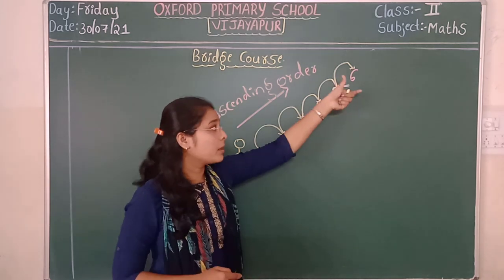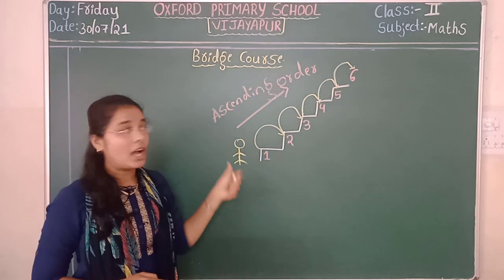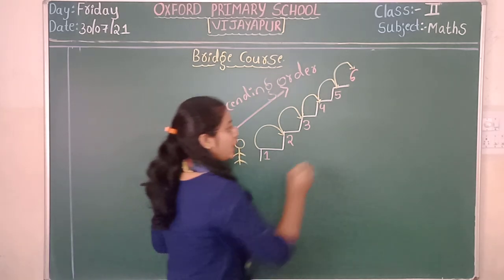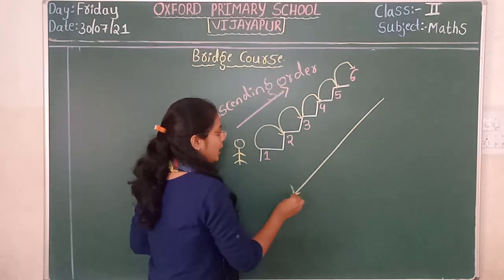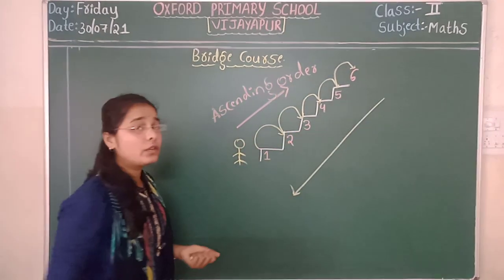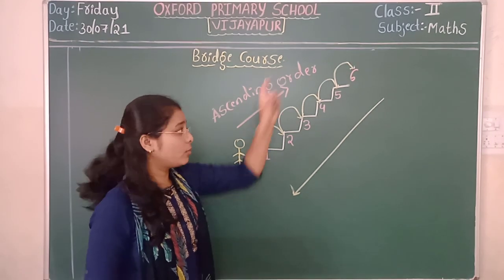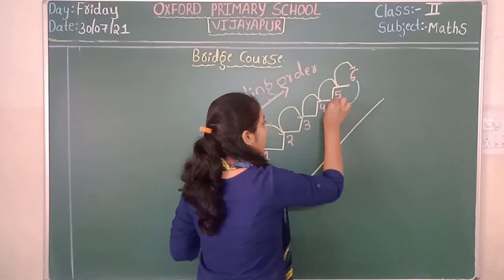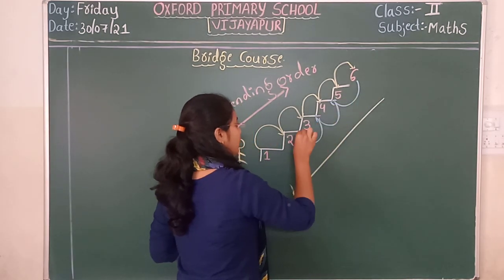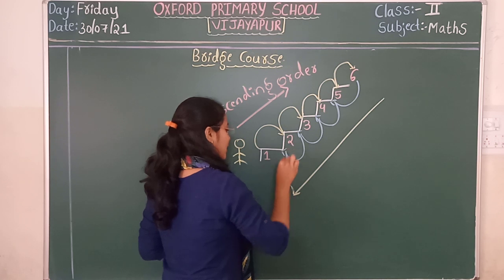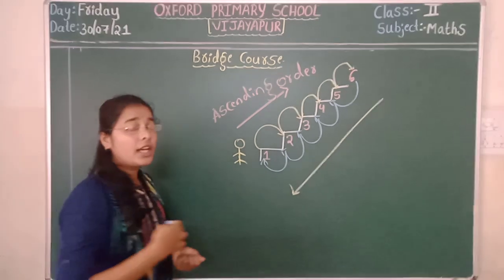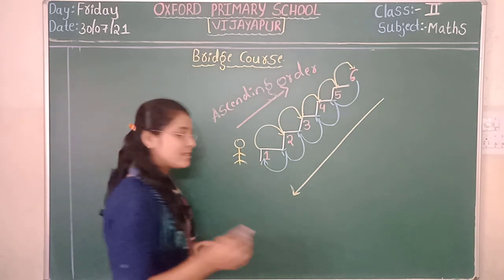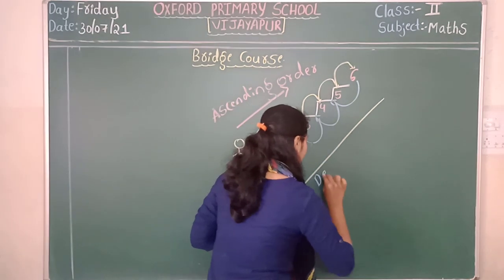And what do you mean by descending order, children? The numbers from biggest to smallest. Opposite to ascending is the descending. It means going down the steps. Here we already climbed the steps. Now what do we have to do? We have to come down from top to bottom. Here we are coming from 6 to 5, 5 to 4, 4 to 3, 3 to 2, and last 2 to 1. We are coming down the steps. This is nothing but the descending order.